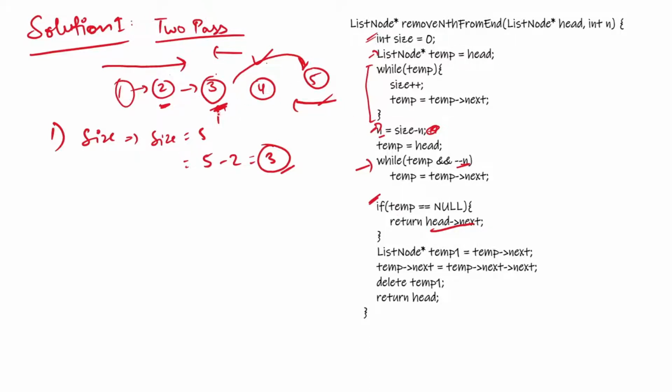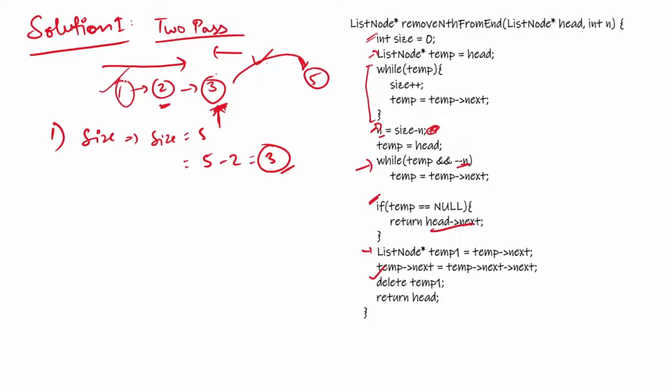My temp is pointing to this, so first of all I will store this pointer in temp1. Then I will make this link: temp next will point to temp1 next. Temp next is this, so this will point to this. After that I will delete this, because we can't just change the link, we must also delete this node, otherwise there will be a memory leak. We have created 4 but we haven't deleted it from the heap, so we must delete it also. So we will delete it and then return the head.